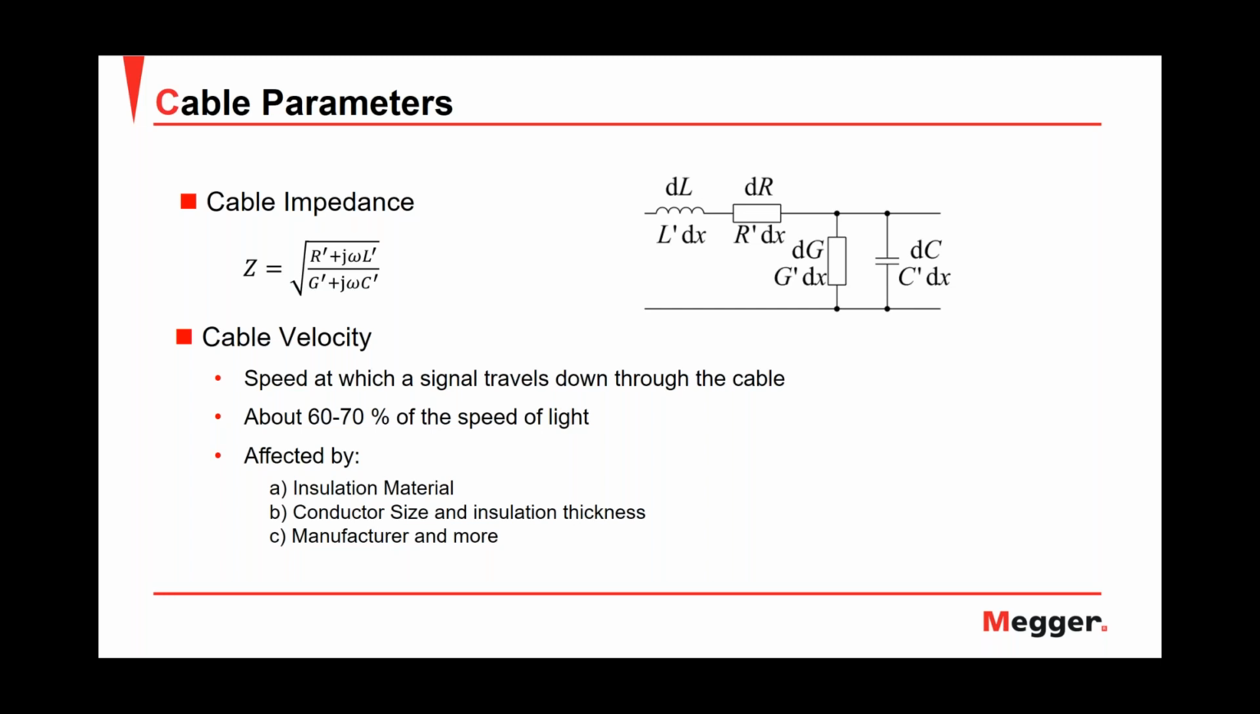In the case of fault location, the TDR will send low voltage pulses, and those pulses travel at the speed of light. But when the pulse goes into the cable, this velocity slows down, and it will be between 60 and 70% of the speed of light. The cable velocity is affected by the insulation material, the conductor size, and the insulation thickness, and the manufacturer and other aspects can also affect it.